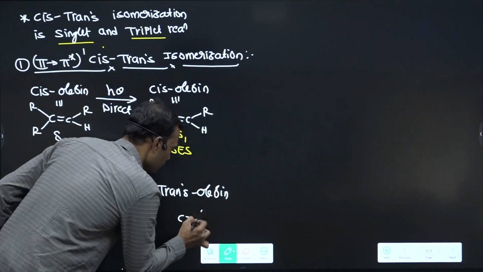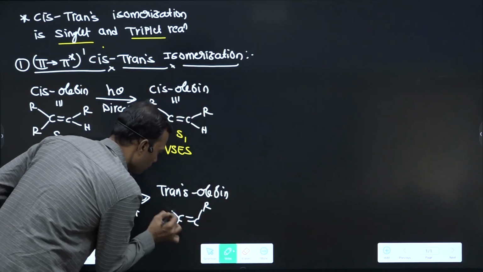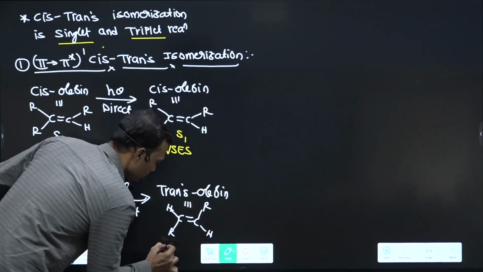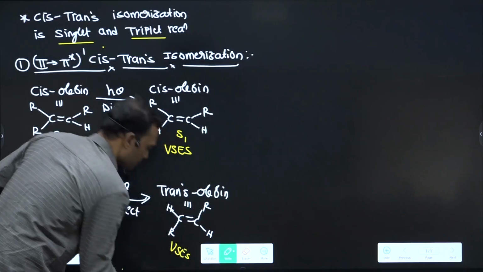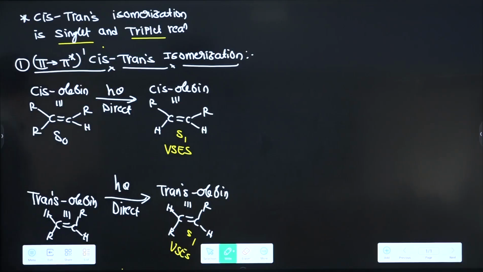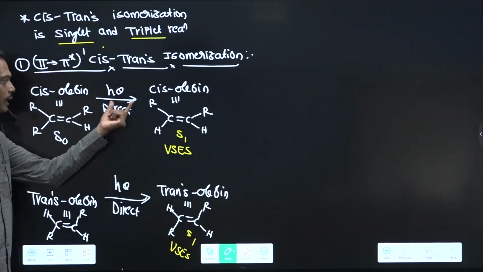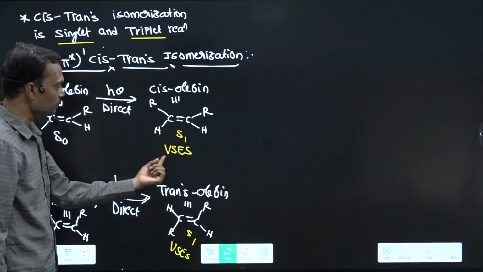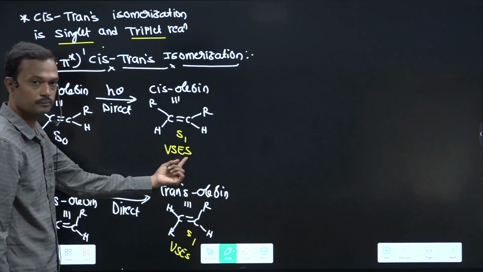How to write trans olefin? This is R above, R below, here H and here H. So this is one. This is the vertical singlet excited state. What about this state? Is it S1 or not? Clear? First I took the cis isomer. With direct irradiation, I got the singlet state. VSES is nothing but the vertical singlet excited state.